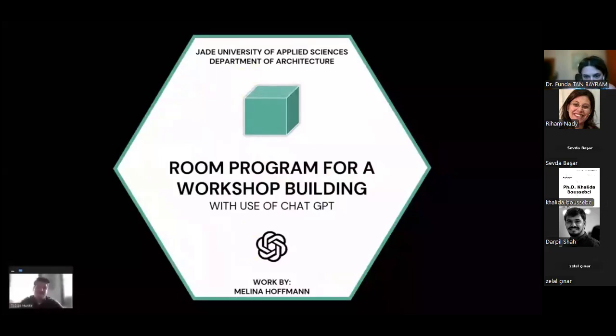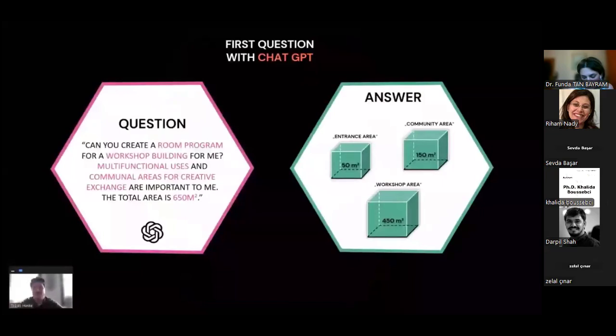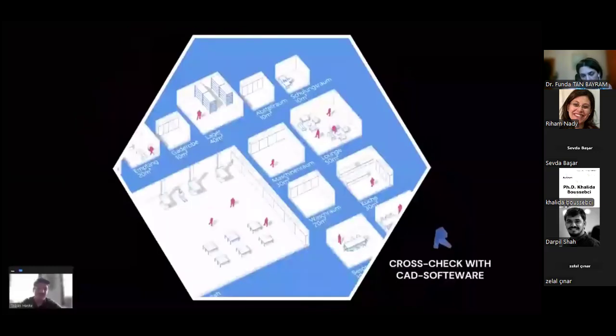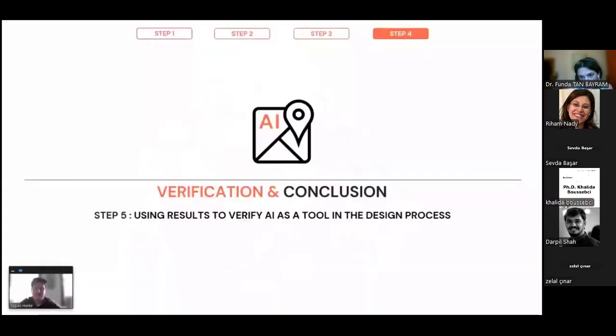In another case study, ChatGPT was used to investigate whether it would be possible to create a room program for a workshop building. So for beginning, the student asked ChatGPT to create a room program for a workshop building with specific parameters. The AI has defined areas that should be output in more detail with a further request. So the results were cross-checked by the student in a CAD software. The result is that the AI is able to design a room program, so it works.